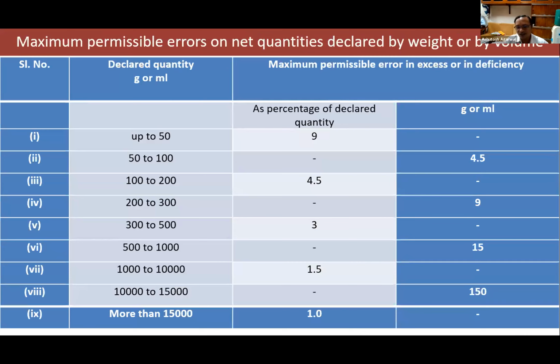These are the maximum permissible errors allowed in case of the prepackaged commodities. If the quantity declared in a package is 50 ml or 50 gram, the maximum permissible error allowed is 9 gram, similarly 9%. And if we talk about 100 gram or 100 ml, the error allowed is 4.5 gram or 4.5 ml. So this is the way these rules prescribe how much maximum permissible error is allowed in case of the prepackaged commodities. And all these things are taken from the international level. Nothing is being made at our own level.